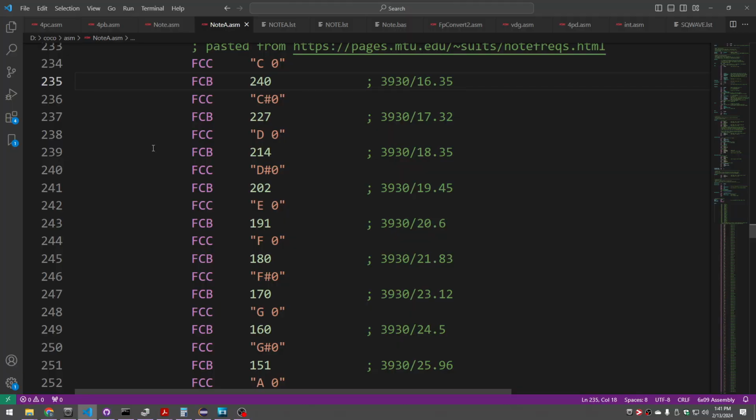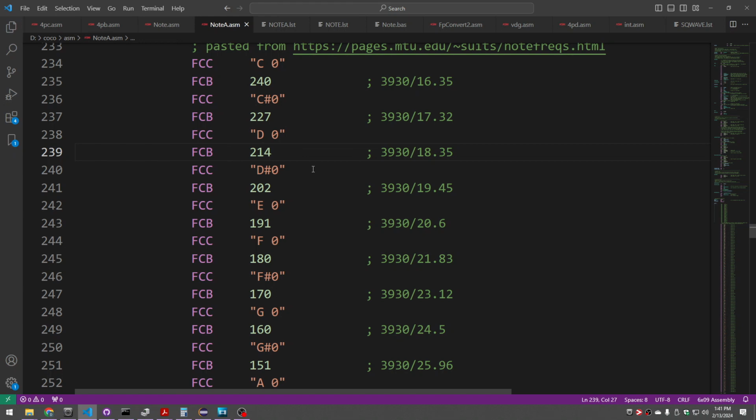So I just wrote some simple code that would generate these FCC, FCB statements that I could paste into the assembly code, which do that division. So for C0, we would do 3930 divided by that frequency that you can look up for C0. The frequency for C#0 is a little bit higher, so this number is going to be a little bit lower, and so on. Where's the flaw? There's no flaw. Not only is this perfect, it's also simple and easy to understand.